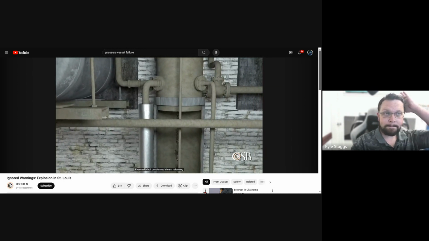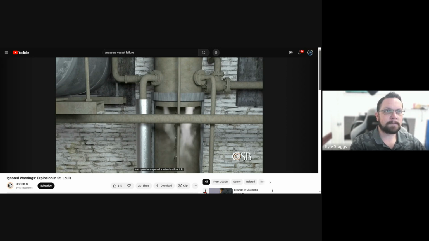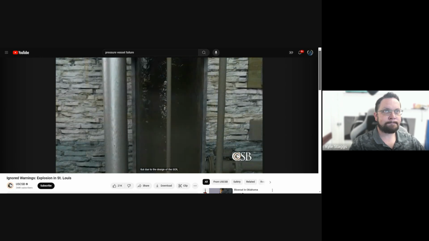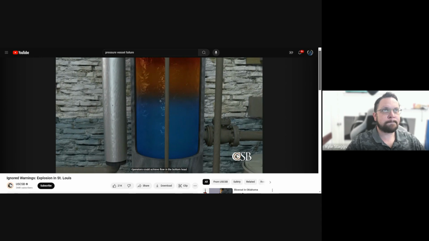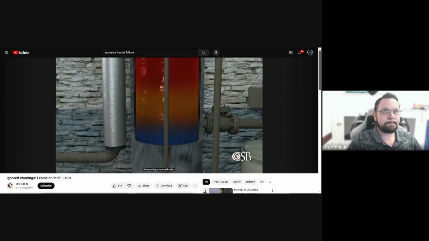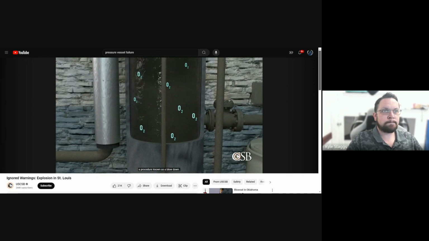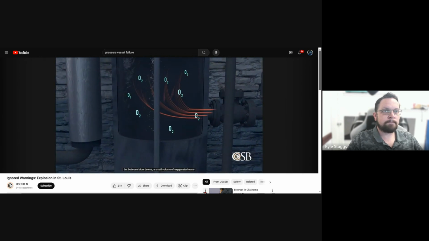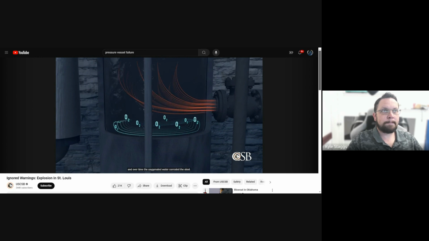Eventually, hot condensed steam returning from the corrugation process was available, and operators opened a valve to allow it to flow into the SCR, reducing demand for water from the makeup tank. But due to the design of the SCR, water did not flow easily through the bottom head. Operators could achieve flow in the bottom head by opening a manual valve and allowing water to drain from the SCR, a procedure known as a blowdown. But between blowdowns, a small volume of oxygenated water would remain trapped in the bottom head, and over time, the oxygenated water corroded the steel.